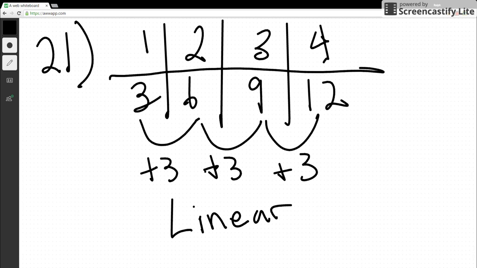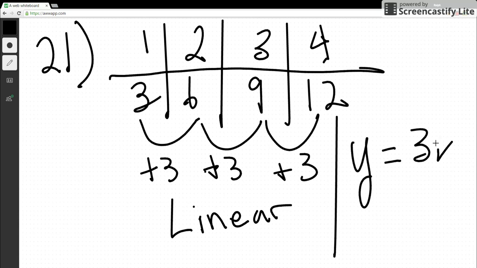And so I would write that as a function, which is the second part. It's going to be y equals 3x. Not to the x. That's exponential. This is a linear one.